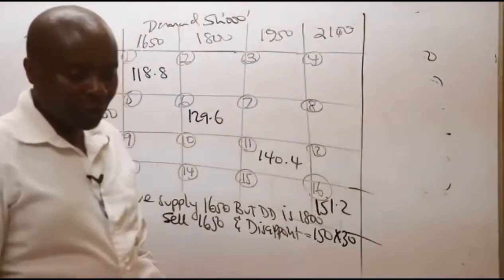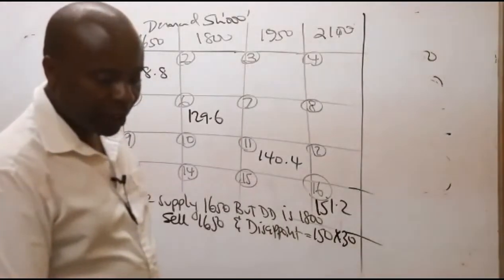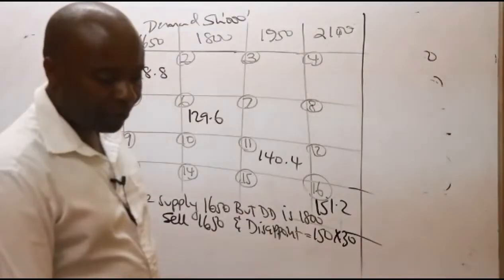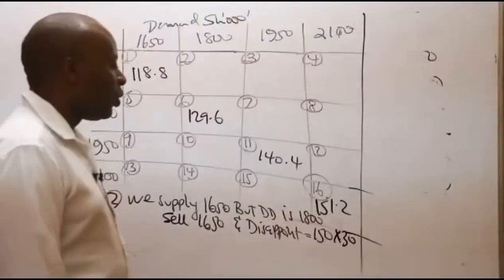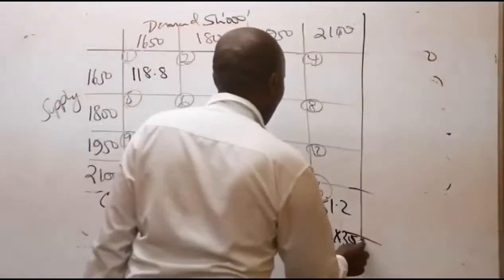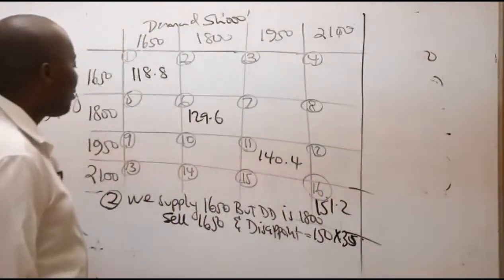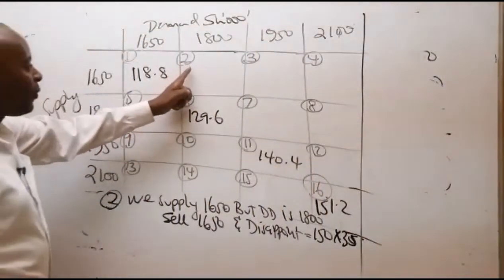We've been given this opportunity cost, ladies and gentlemen, in the question. They have told us that for every customer who comes, just like Nakumat used to tell us, if you need it, we've got it. You can see here, a profit of 35 per bracelet that is derived from other accessories that customers buy is also lost. So for every customer we disappoint, you are right, we shall be losing 35. Could you kindly go ahead and give me the profit I expect here.